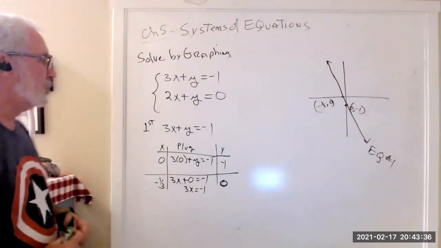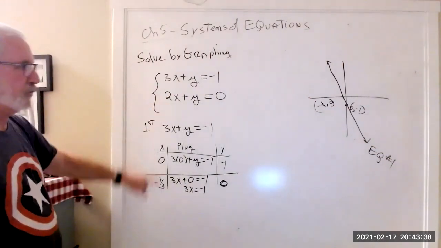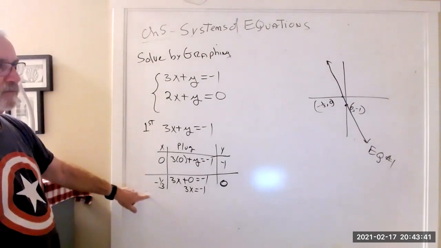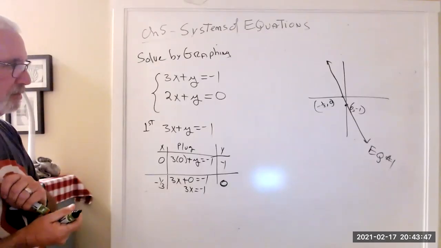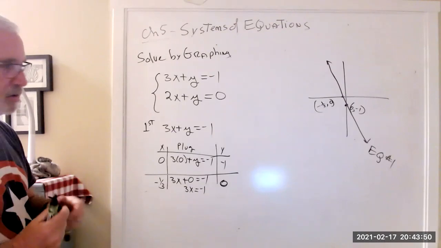And I haven't even looked at equation number 2 yet. This is the graph of that. Okay, now I just got all the ordered pairs that I need. Now plot them and draw the lines.